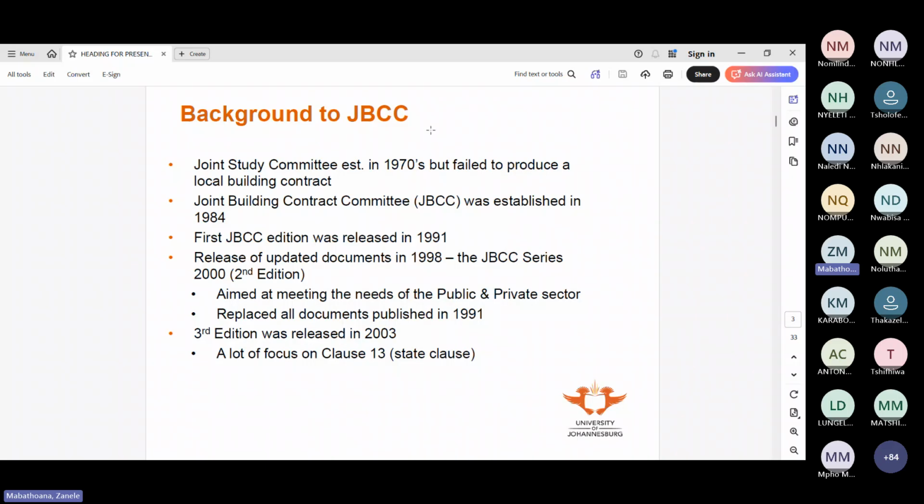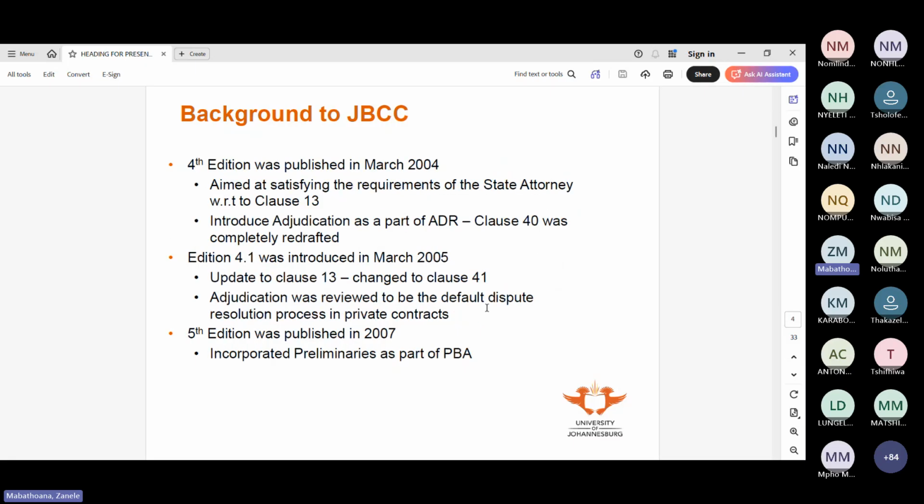It didn't last long, 98, and then in 2003 there was a third edition released. Part of the reason was that the state attorney, the people who represented the public sector, were not happy with the public sector clauses in the 2000 series edition. So the third edition was released in 2003 with a lot of focus on clause 13. Clause 13 dealt with the state clause, so it dealt with contracts with the public sector.